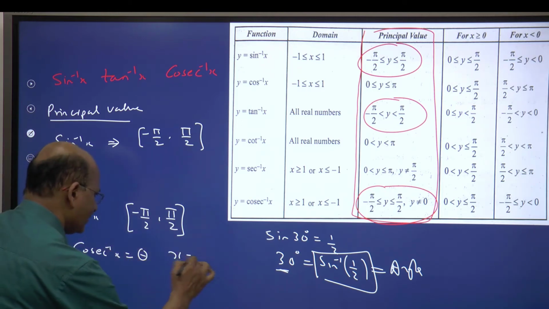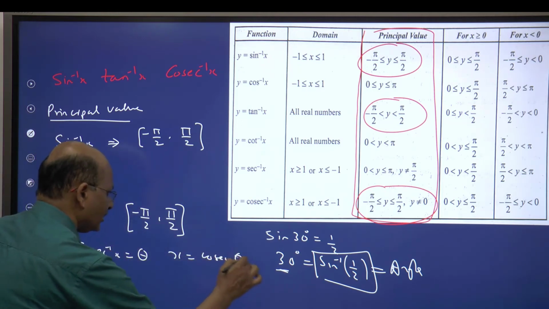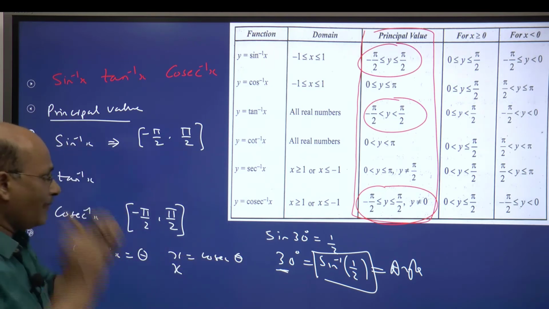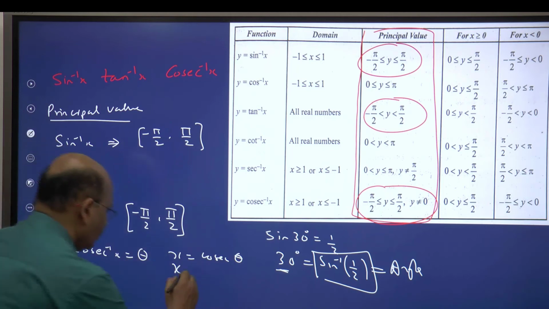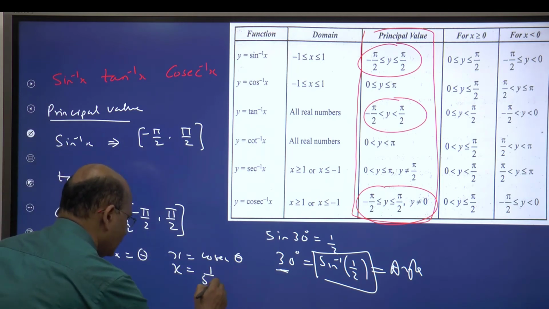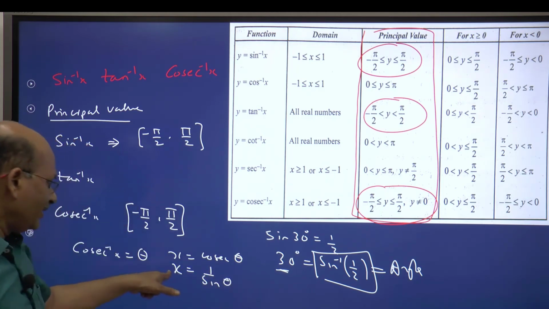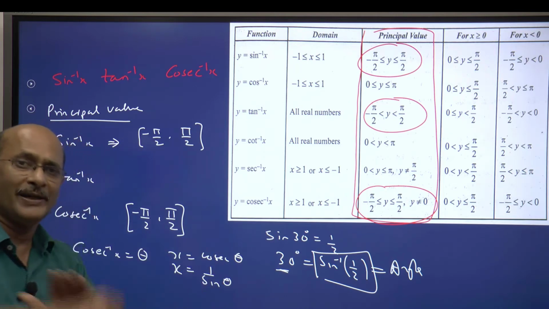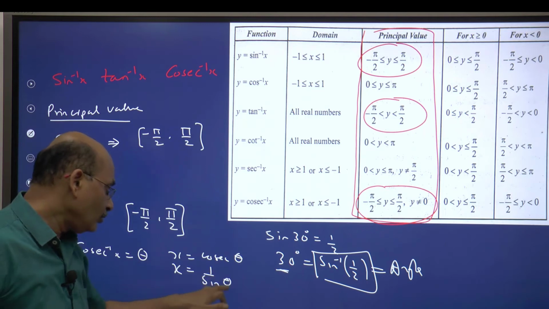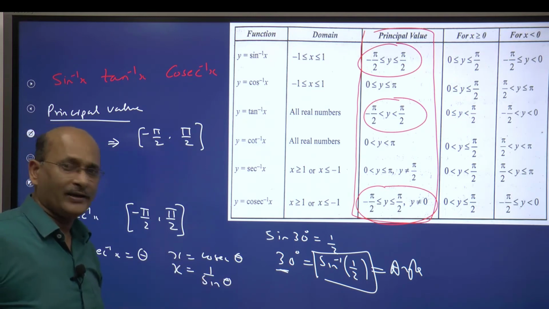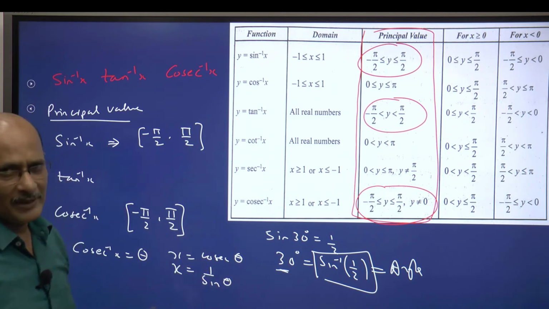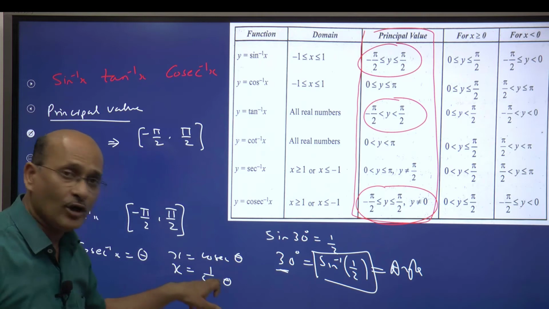So I know x is equal to cosec theta. Now if x equals cosec theta, it is the reverse of sine, so it is nothing but 1 upon sine theta. Now tell me, for what value of theta will x not be defined? For 0 it will not be defined, because sine 0 makes it 1 upon 0, which is undefined. So theta cannot be 0.